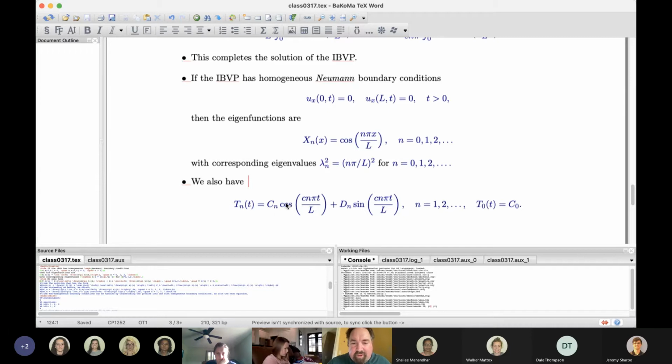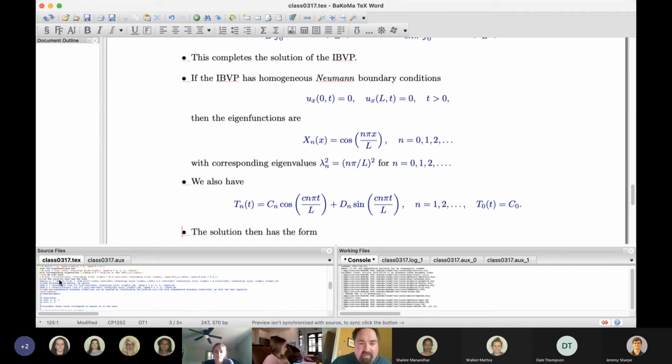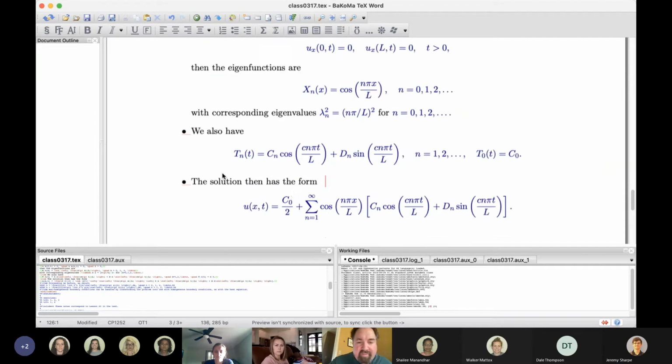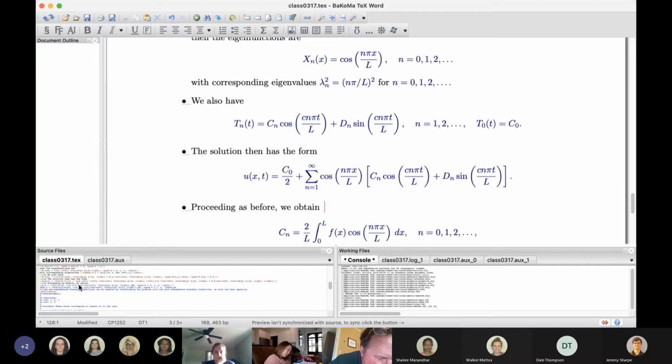So when n equals 0, you're just going to have a constant because sine of 0 is 0, and then this cosine becomes 1. So then your solution formula is like this. Very similar to the other. Here we have a cosine instead of a sine. And then here we have C0 over 2. The over 2 is notational convenience.